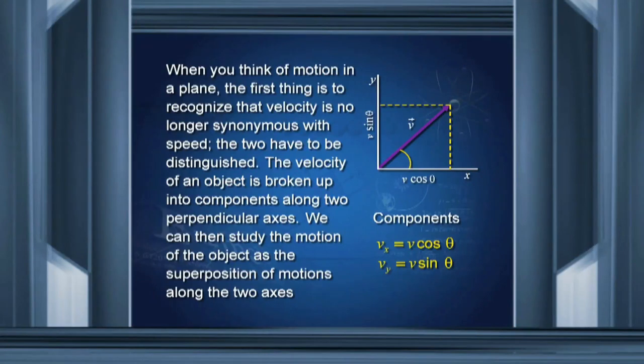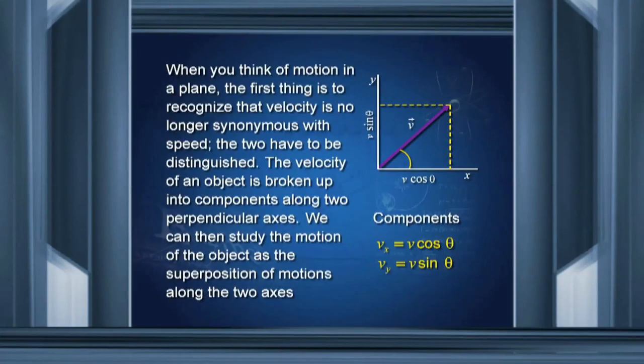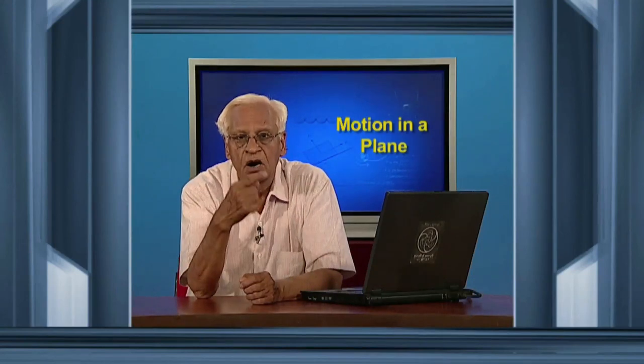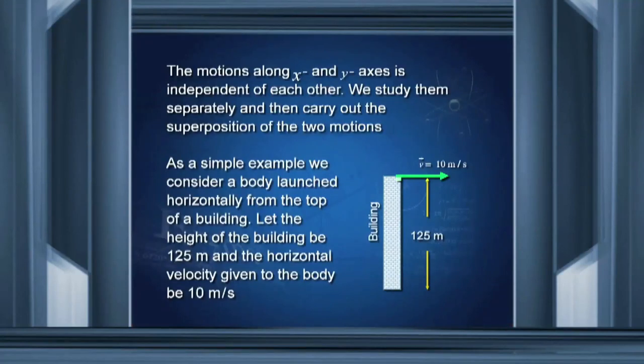In a plane, what we do is, we take velocity in whatever direction it is and break it up into two components, one along the x axis and the other along the perpendicular y axis. The components are Vx equal to V cos theta and Vy equal to V sin theta. And we study the motion along these two components independently and then later superimpose them to find the actual motion of the body. So, as an example, we take a building which is 125 meters high.